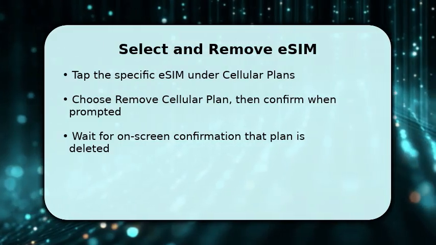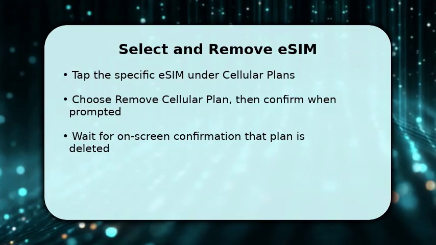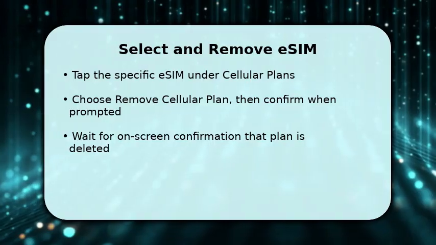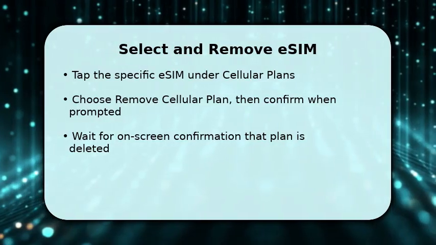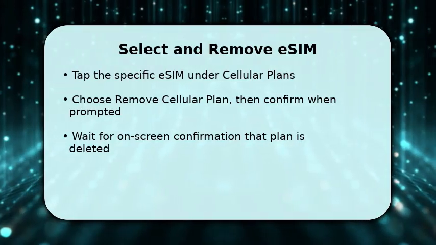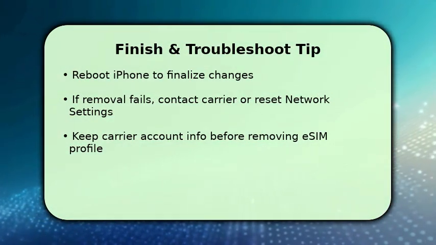Once you confirm, the phone will remove the profile. You'll see the plan disappear from the list. Make sure to reboot the phone after removal to clear any cached carrier settings. With the profile gone, reboot the iPhone to finalize system changes and ensure no residual settings remain.